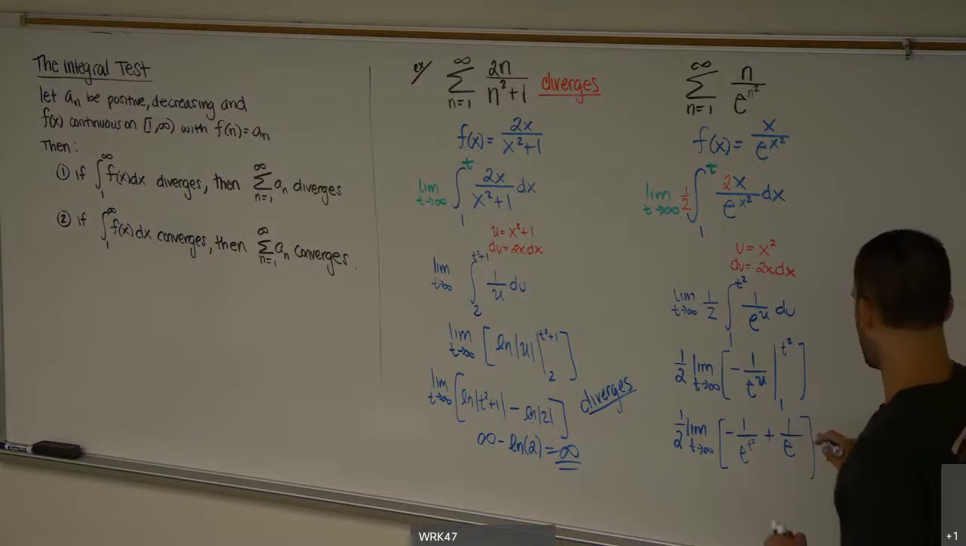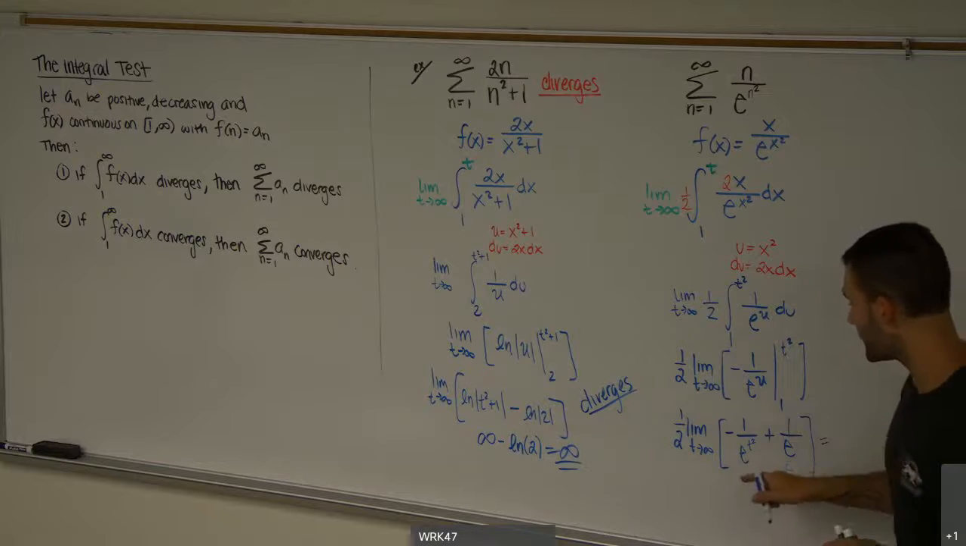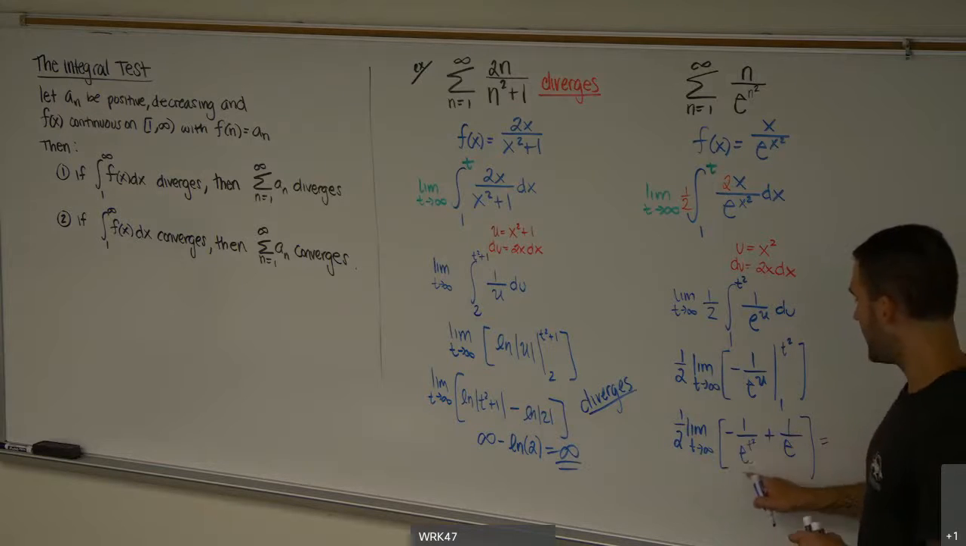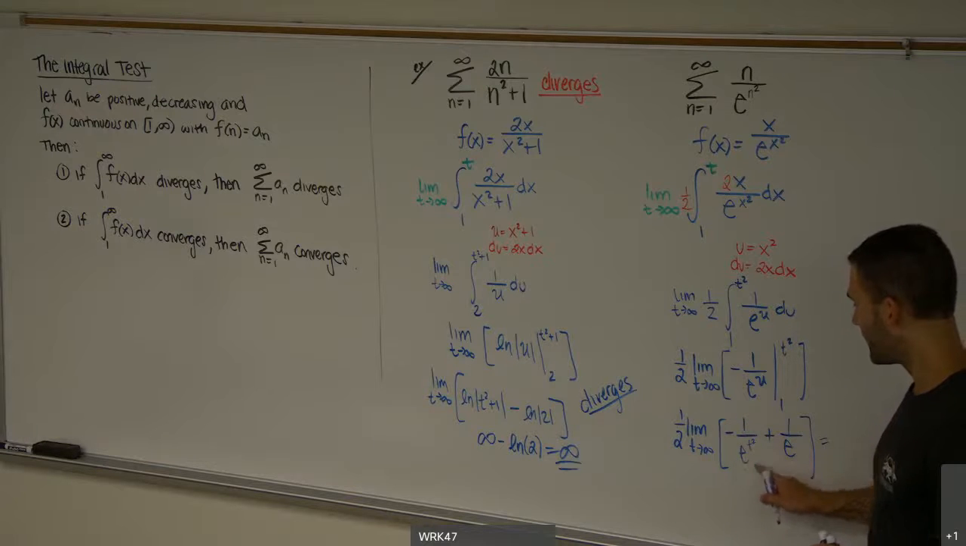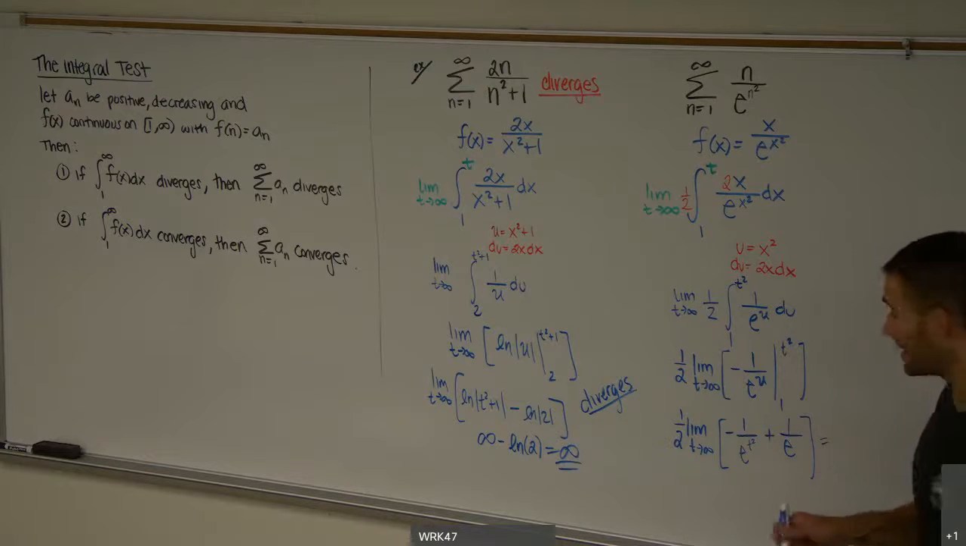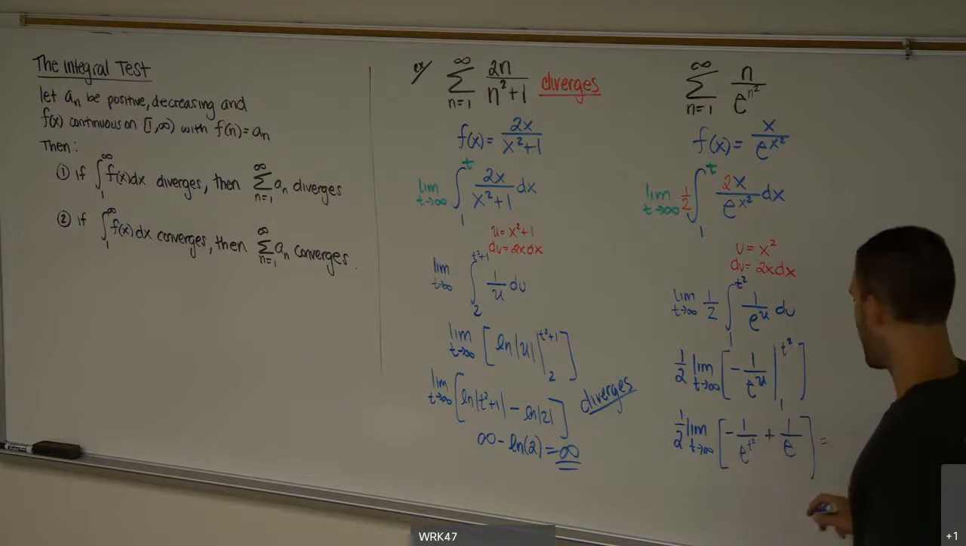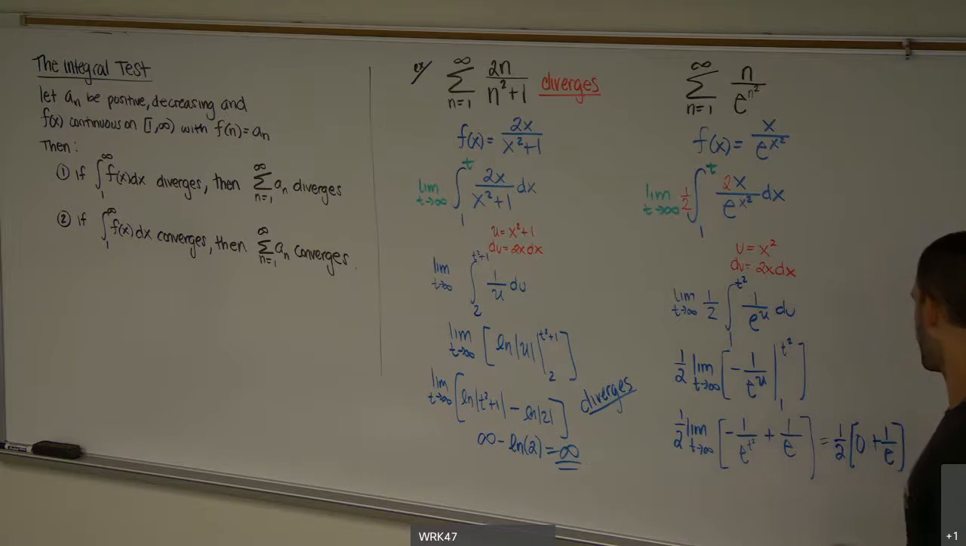Here, let's take this limit. Now here, we get something interesting because if we let t go off to infinity, even though that exponential blows up, it's in the denominator. And actually, I'm going to get 1 over infinity. That is not infinity. It's not indeterminate. That goes to 0. And so we're going to end up with 1/2 times 0 plus 1 over e. Well, that's 1 over 2e. 1 over 2e is my answer.